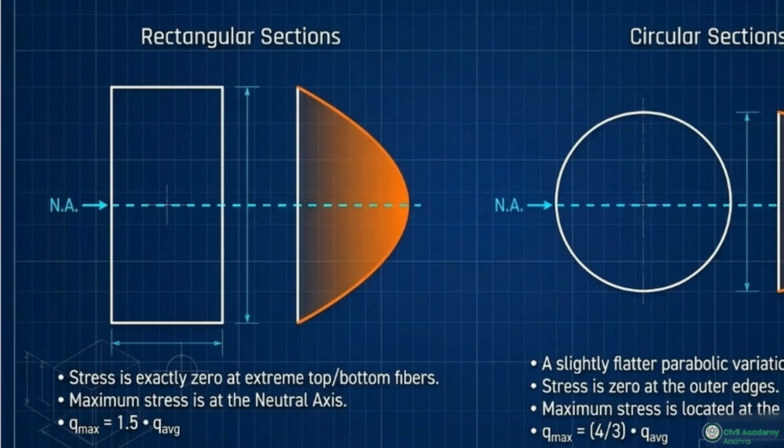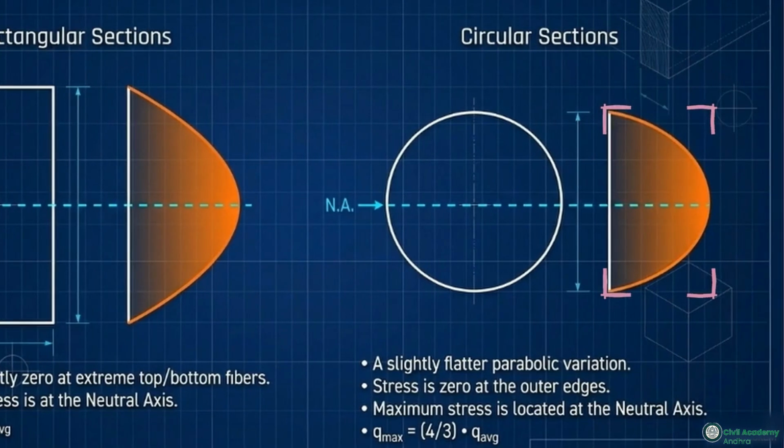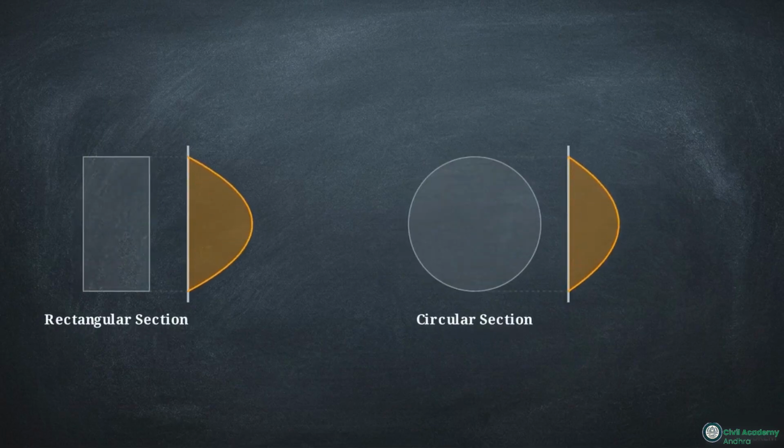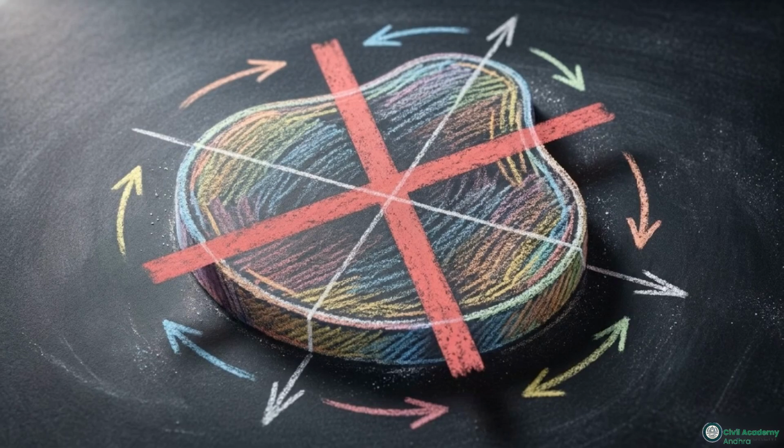A solid circular section introduces a variable width. Because the width increases as we approach the center, the parabolic curve becomes slightly flatter compared to the rectangle. Even with this changing width, symmetry ensures the maximum stress still occurs at the neutral axis, reaching a value of 4/3 of the average stress. For these uniform, symmetrical profiles, the peak transverse shear stress is consistently found at the geometric neutral axis. This alignment between peak stress and the neutral axis isn't a universal rule. It fails when the section's width changes significantly relative to its area.